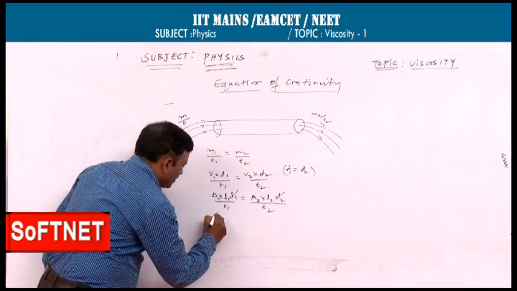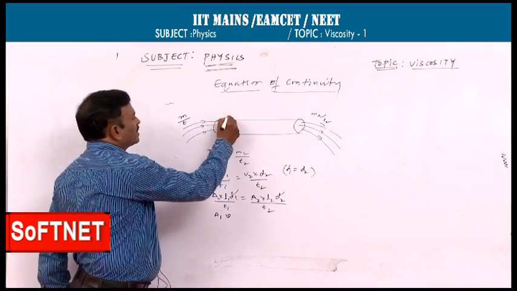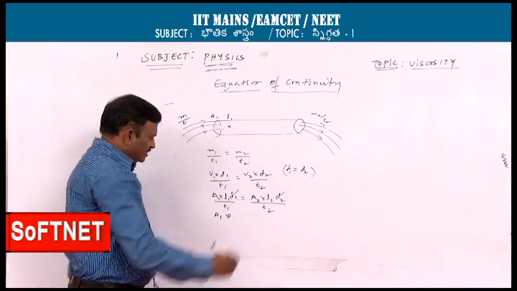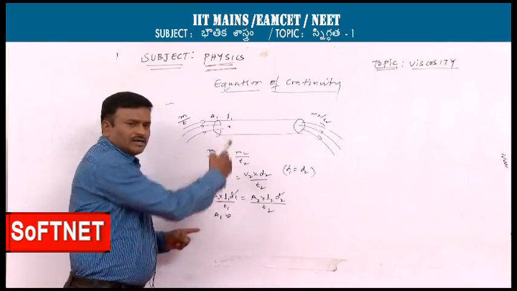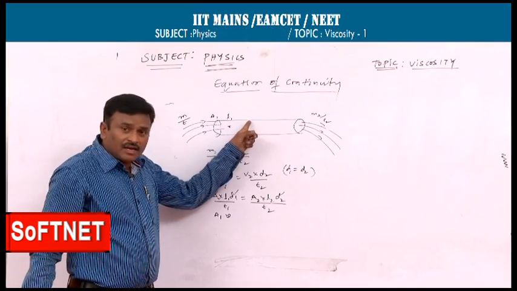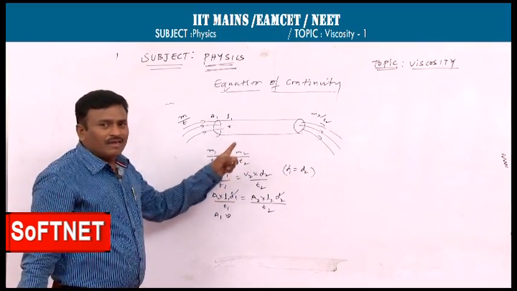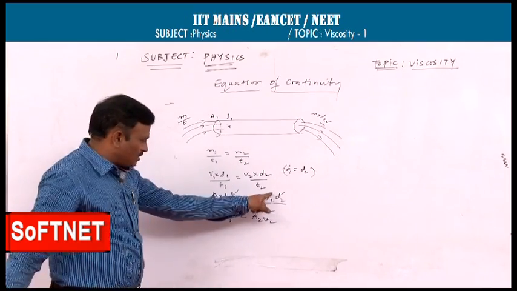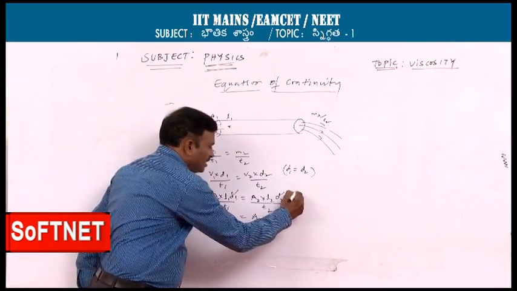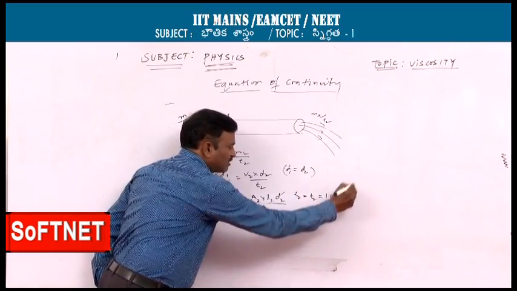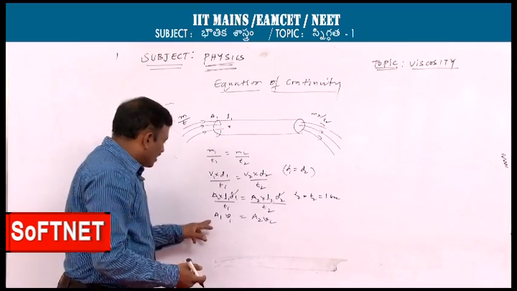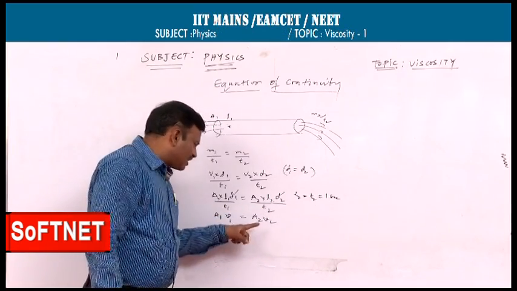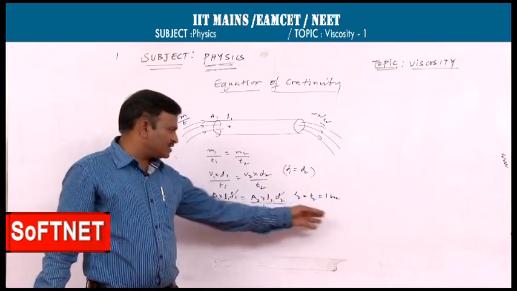Right, here A1 L1 by t1: the liquid is covering length L1, with area of cross section A1, in a time t1. The length covered, or displacement covered by the liquid flow in unit time, is called velocity. Here also A2 L2 by t2, length by time, is velocity. Here, taking unit time, t1 and t2 are 1 second each. So A1 V1 is equal to A2 V2.